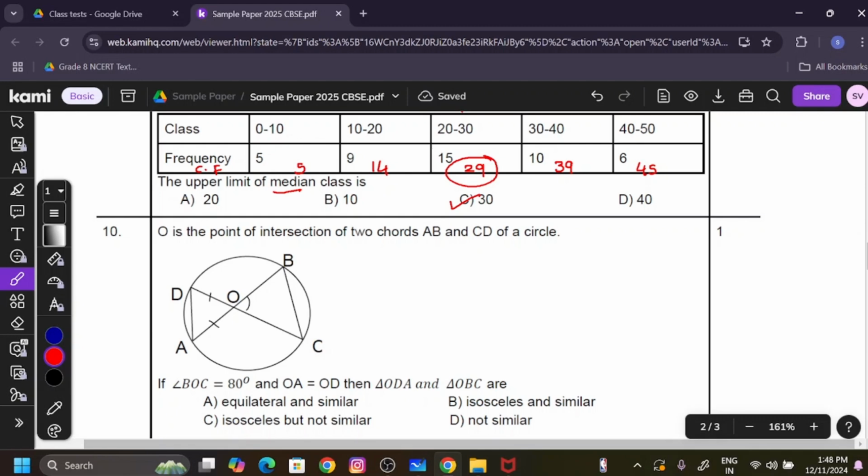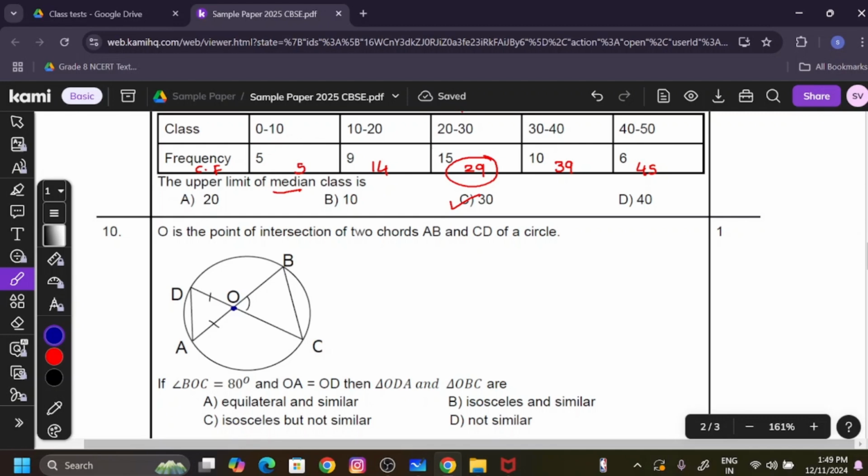If you remember, we have a theorem in grade 9 which says that when two chords intersect internally, their corresponding segments are equal. If AB and CD are the chords intersecting at point O, they are divided into OA and OB, and OD and OC, right? When they intersect internally, their corresponding segments are equal. The smaller segment is equal to the smaller segment and the bigger segment is equal to the bigger segment.